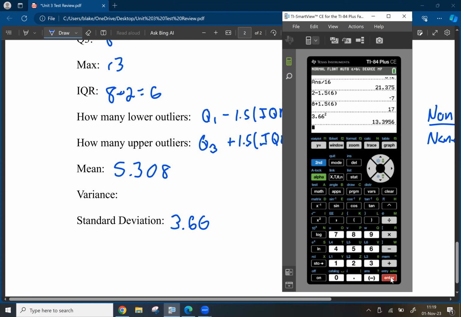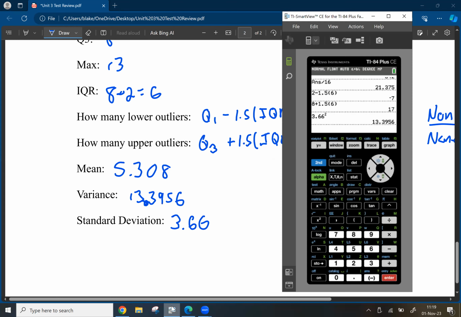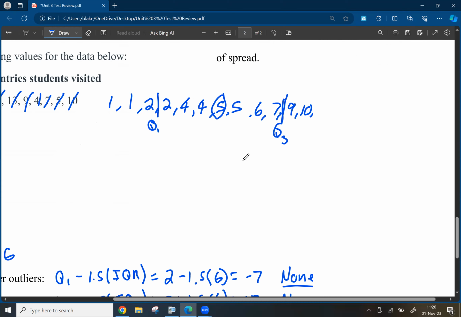13.3956. I'll just put all that, 13.3956. It'll probably tell you on the test to round it. So if it tells you to round it, make sure you round it appropriately. But there you go. And just to check, if I take the square root of 13.3956, I should get 3.66, which was the standard deviation. So remember, the standard deviation is just the square root of the variance. So there you go. You've got all of them.